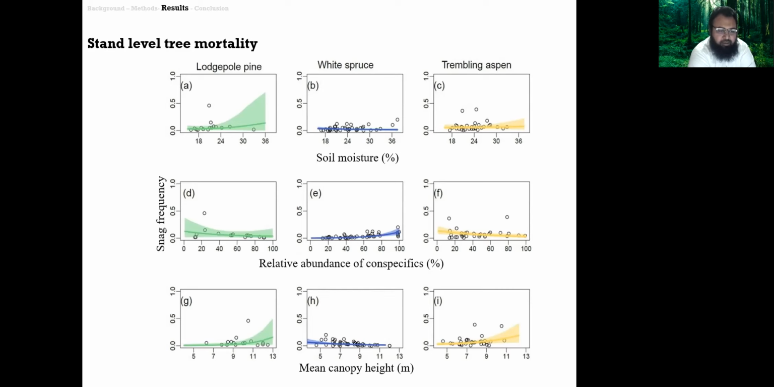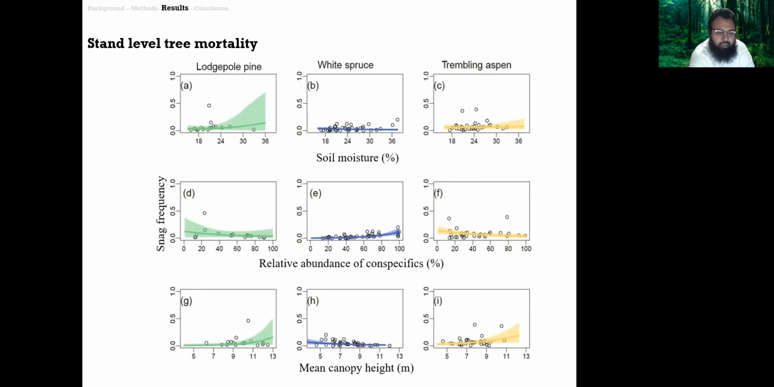None of the three tree species showed much change in snag frequency at different levels of soil moisture. Both lodgepole pine and trembling aspen were more likely to be dead in stands with a taller overall mean canopy height. But white spruce showed a slightly opposite trend.